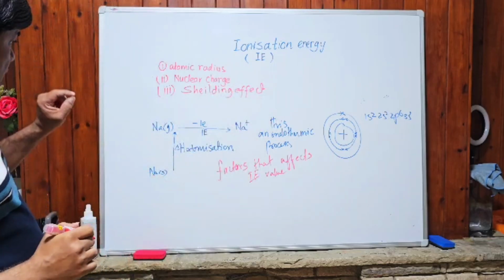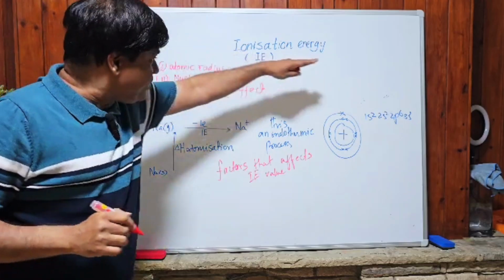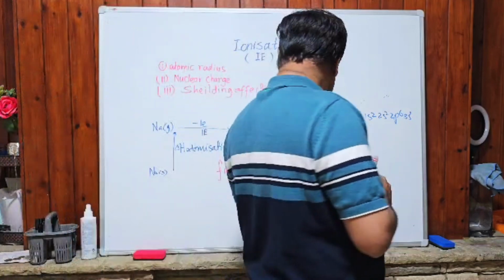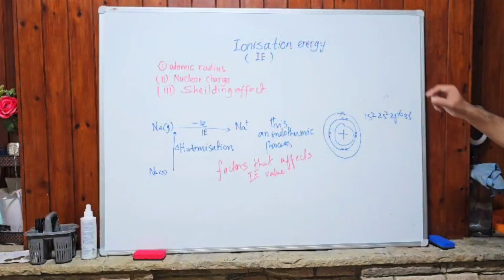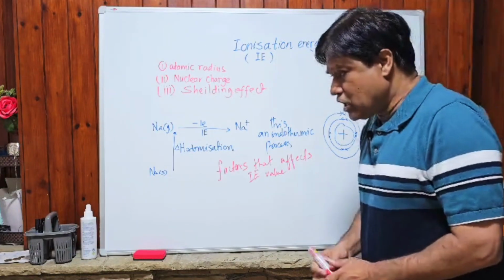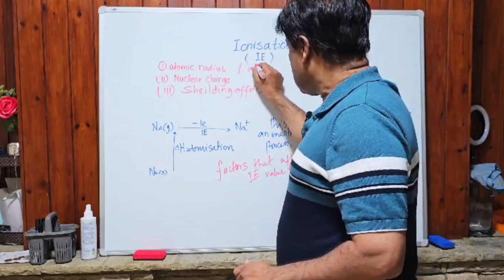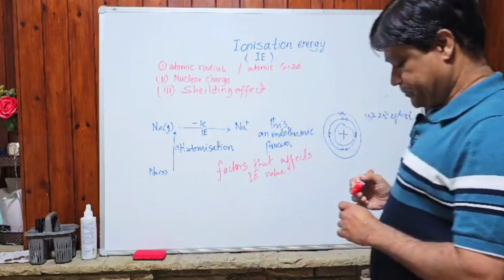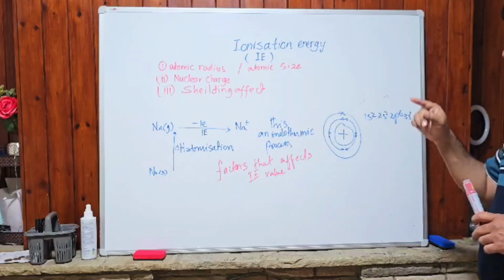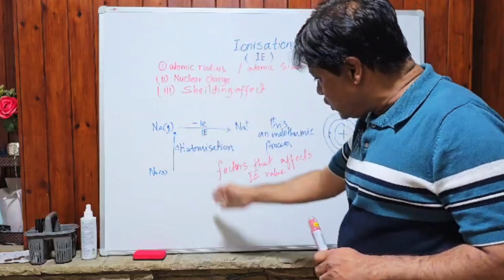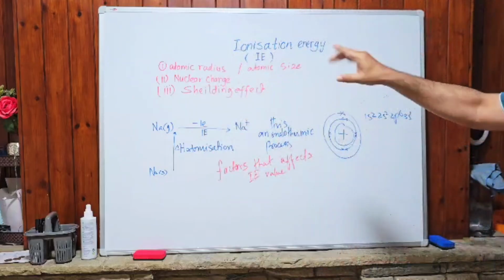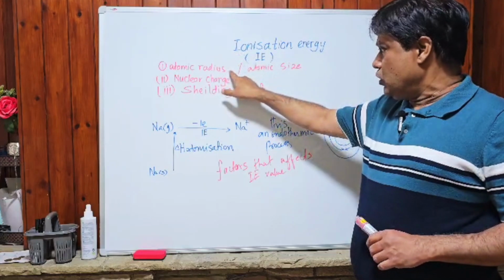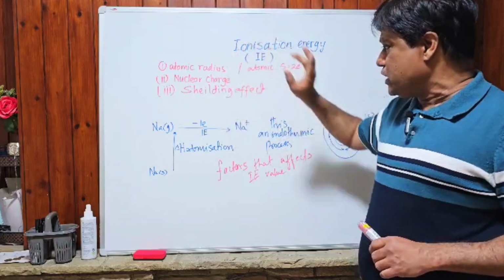First of all, we will see how these vary across the period and down the group. So what are the factors that affect ionization energy? Atomic radius or atomic size, same thing. Then we will see the trends of atomic radius down the group and across the period, and how atomic radius alters the ionization energy, whether it will increase or decrease the ionization energy.